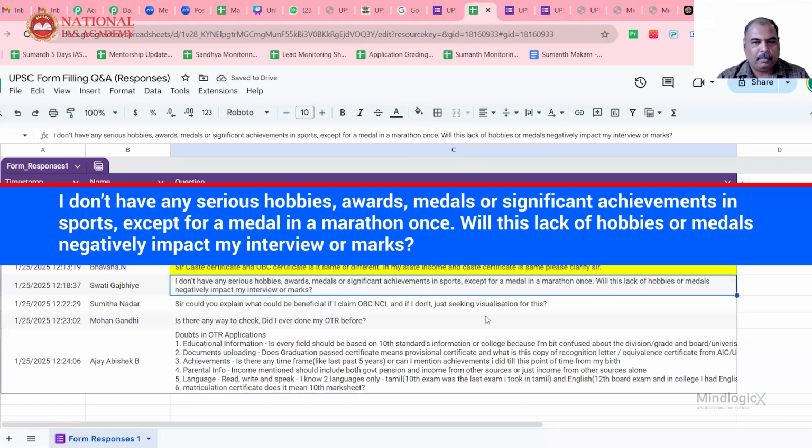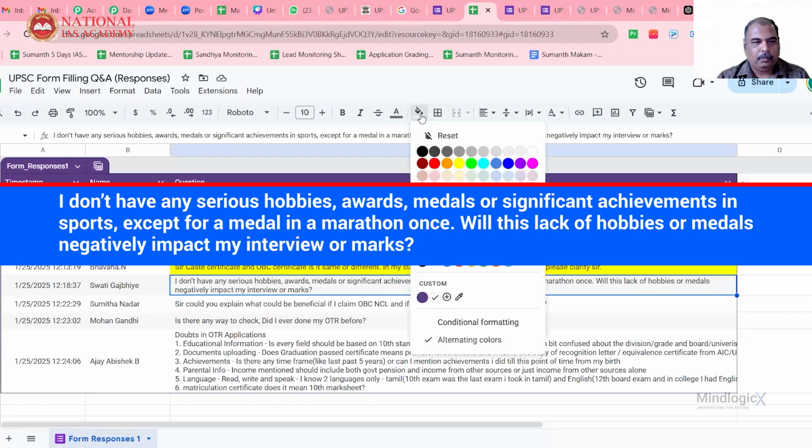Okay. Will this lack of hobbies or medals negatively impact? Swati, the answer is no, as Sir just clarified a while ago. And since you are from a corporate background, you mentioned your experience of the corporate background.